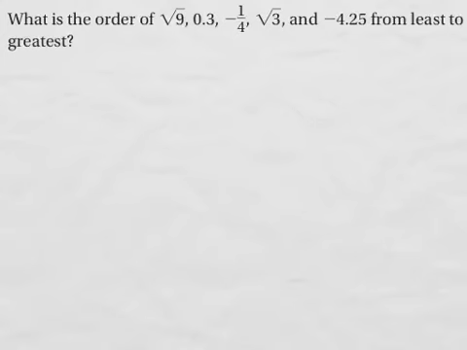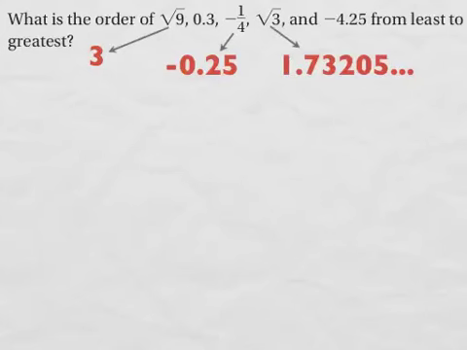So take the square root of 9, and I'm going to try to put it in decimal form. Well, 9 is actually a perfect square. 3 times 3 is 9. So the square root of 9 is 3. 0.3 is already a decimal. I don't need to do anything to it. -1/4 as a decimal is -0.25. The square root of 3 as a decimal is 1.73205. And -4.25 is already in decimal form.